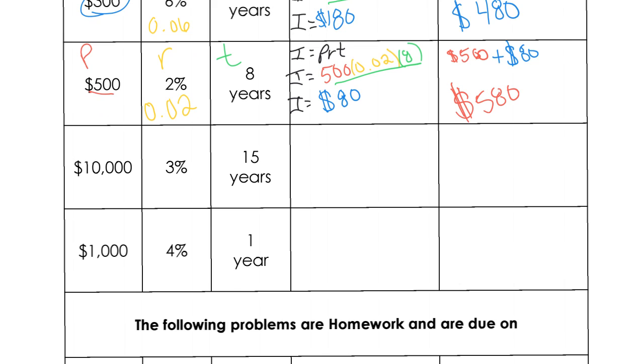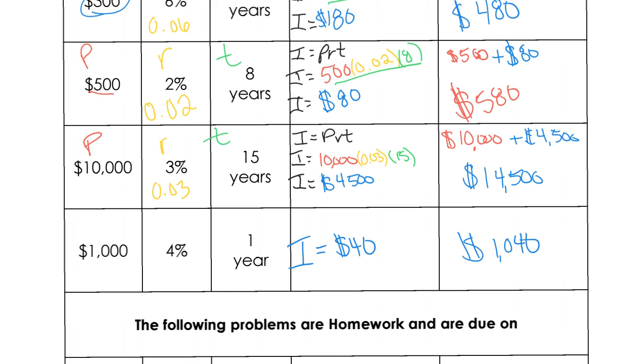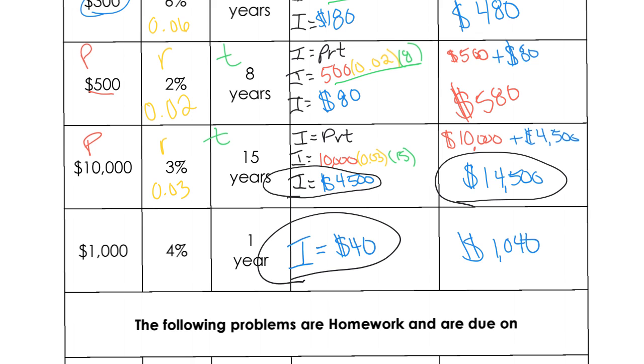So I want you to do the next two on your own. So pause the video and do the next two on your own. All right, so hopefully for the first one, your final answer was 14,500 and you got an interest of 4,500. For the second one, I didn't show any work, but it should be the interest of 400 and the total should be 1,040. Sorry, so your interest should be 40, okay? So remember one thing, just make this into a decimal.